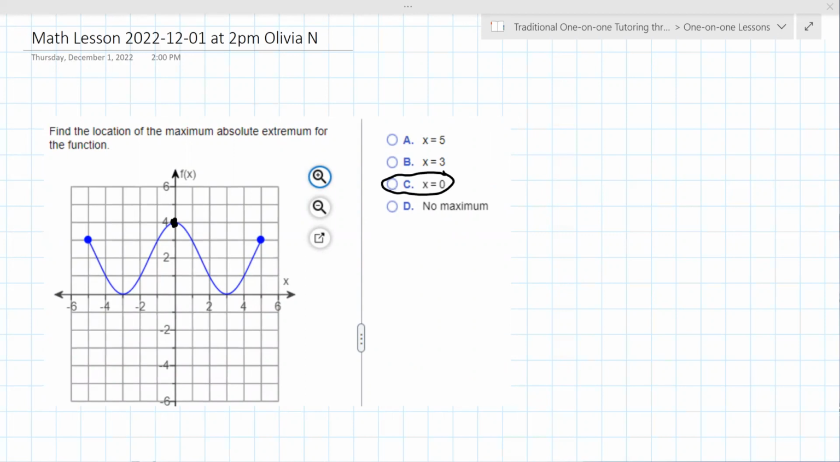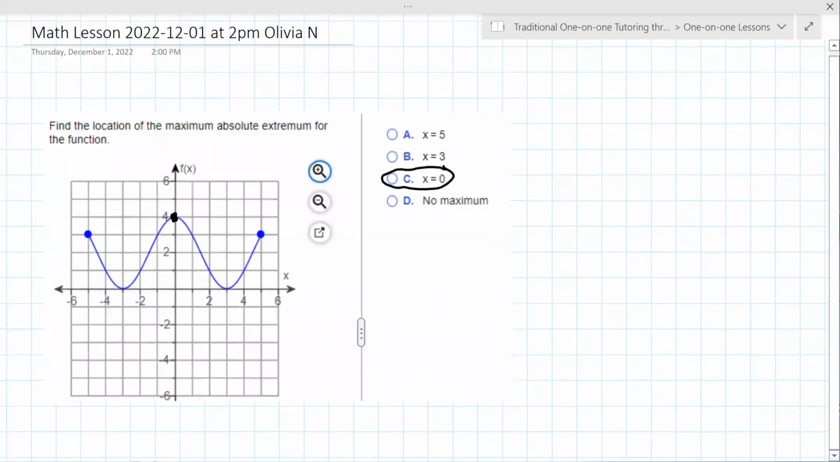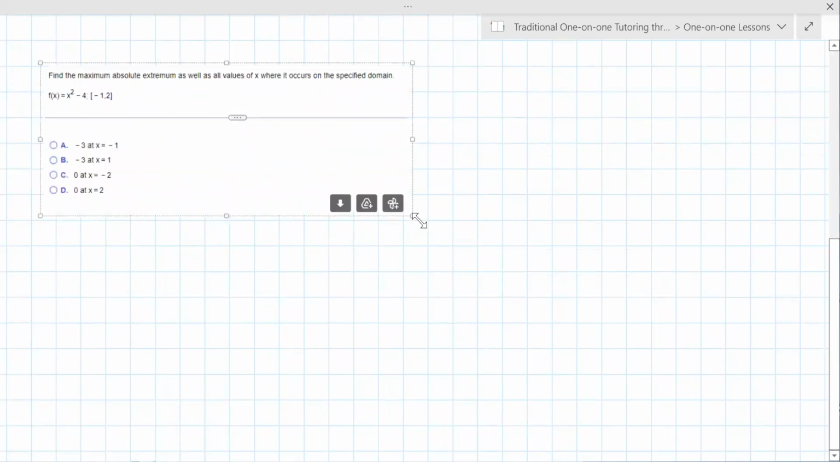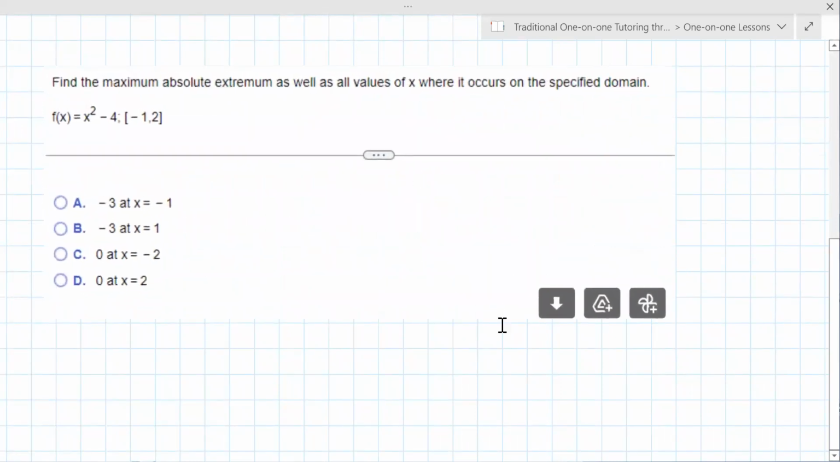So let me grab the next question. Just a moment here. There it is. Okay. All right. Okay, so it says to find the absolute extremum as well as all the values of x where it occurs on the specified domain. So they're not specifying here whether it's a min or a max.